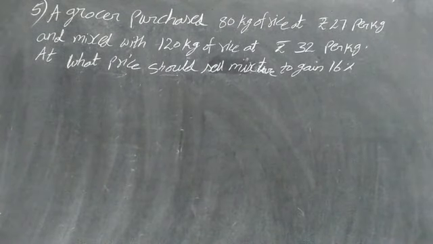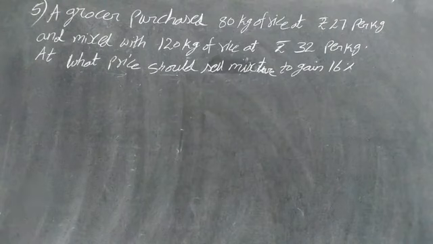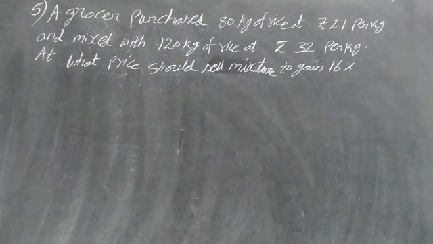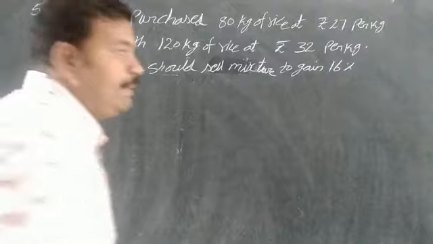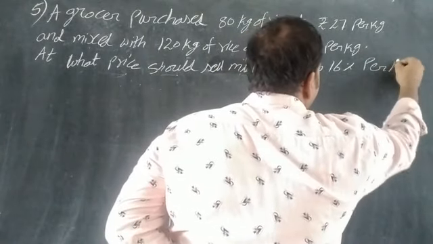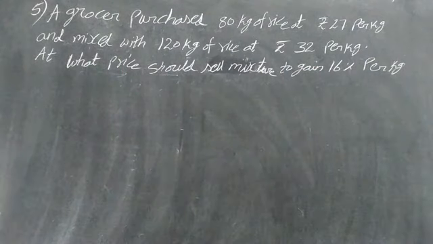A grocer means a shopkeeper. A shopkeeper purchased 80 kgs rice and 120 kgs rice. 80 kgs rice is at what cost? 120 kgs rice is at one cost. So 80 kgs is at a cost of 27 rupees per kg, and 120 kgs is at 32 rupees per kg. So at what price should he sell the mixture to gain 16% per kg? 1 kg rice, if he sold the mixture, how much money will he get?